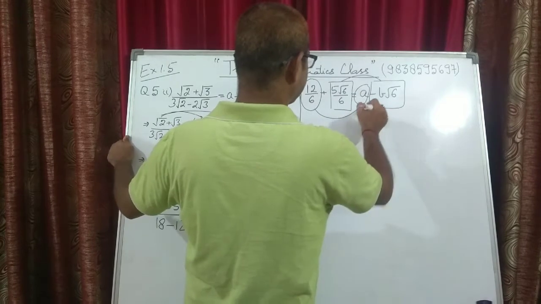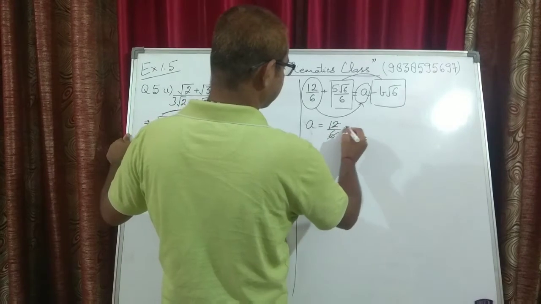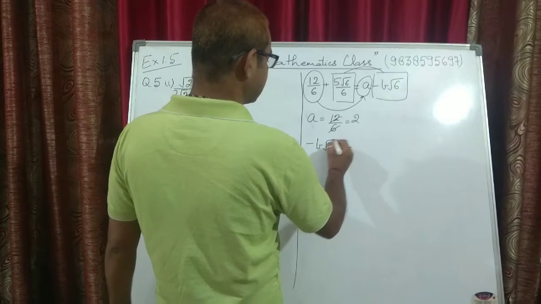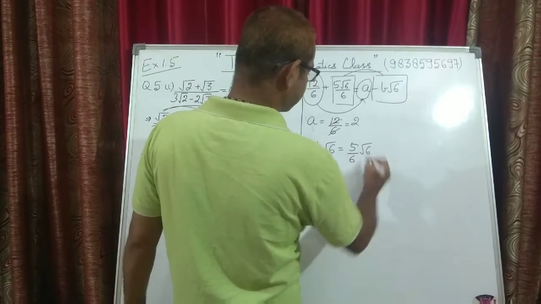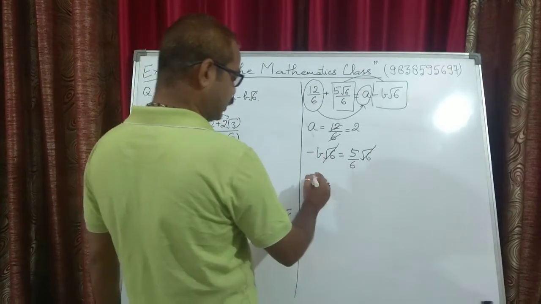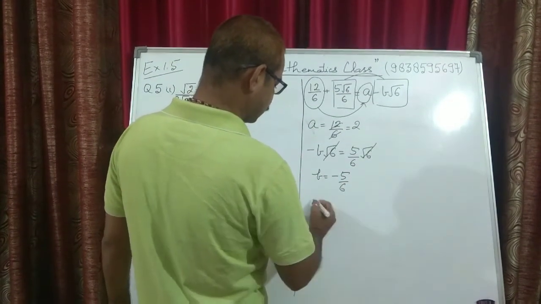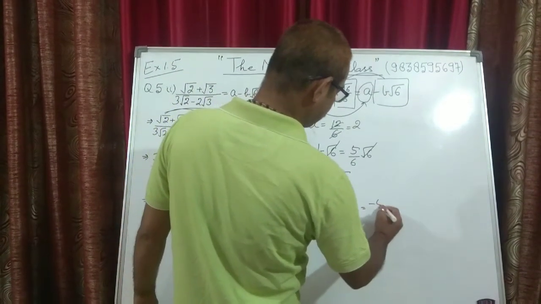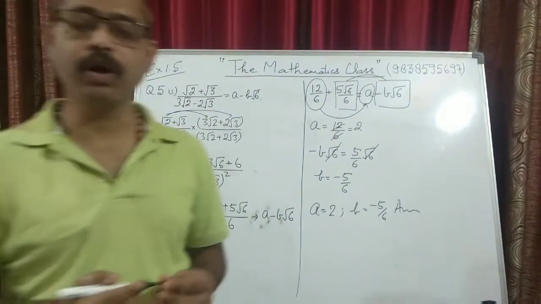So a will become 12 upon 6, or simply you can say 2. When you compare minus b root 6 with 5 upon 6 root 6, root 6 and root 6 cancel. This b will become, minus goes to that side, minus 5 upon 6. So we can say a is equal to 2 and b is equal to minus 5 upon 6. That is the final value of a and b.